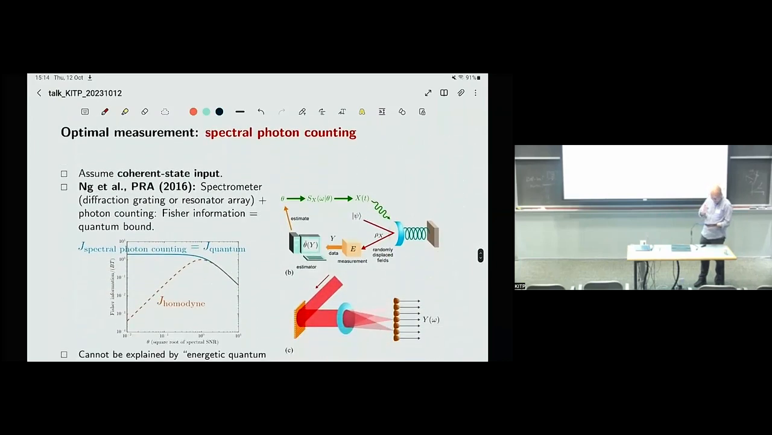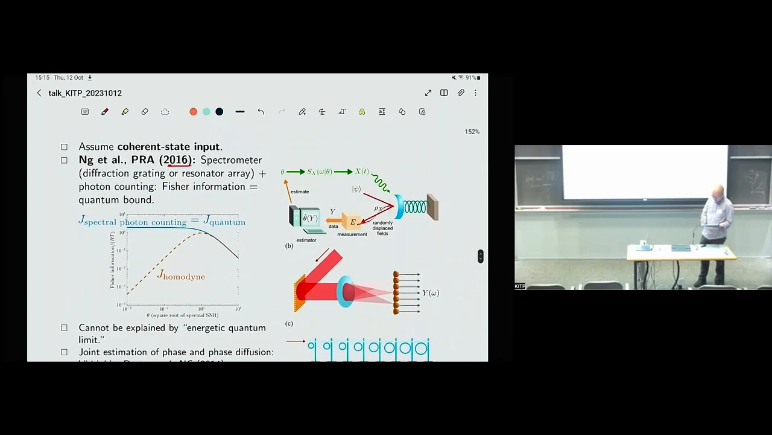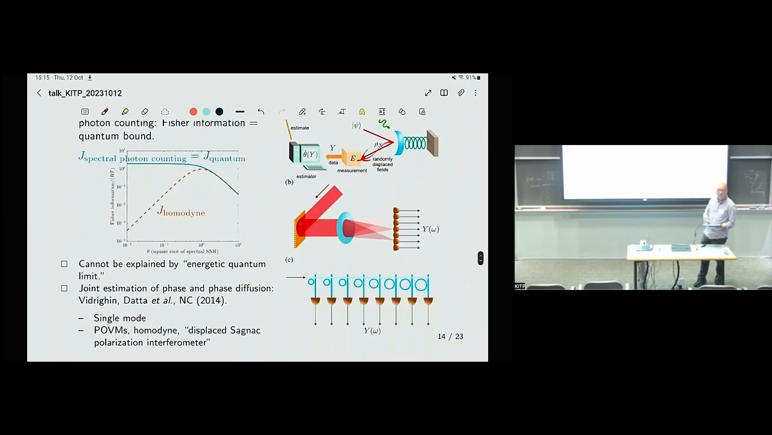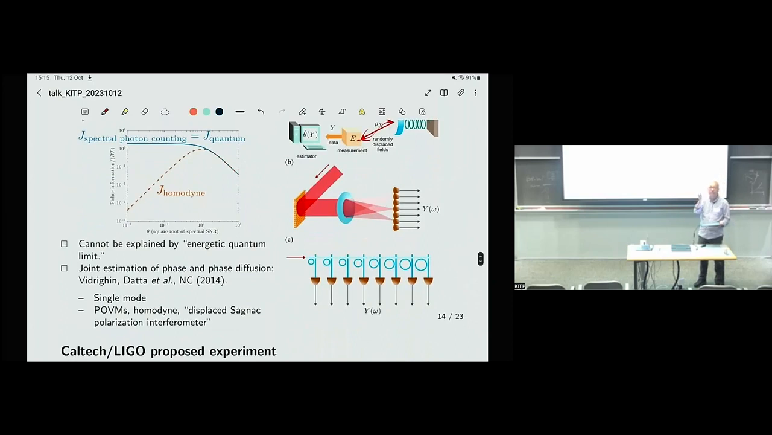We discovered it many years ago. Take the output beam of your phase modulation experiment, pass it through some diffraction grating or resonator array, so you separate different spectral modes into different channels. And then you do photon counting. Well, it's just what people do in spectrometers, right? Just a spectrometer, really.